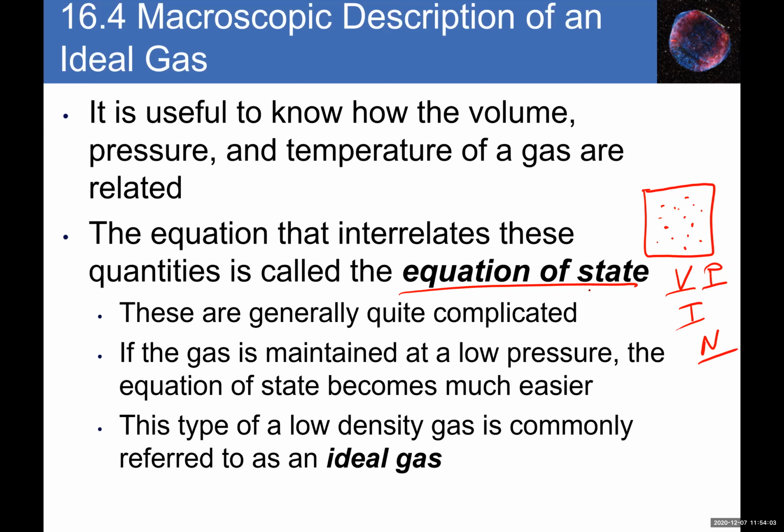If the gas is maintained at a low pressure, the equation of state becomes much easier. And this type of low density gas is commonly referred to as an ideal gas. So we are talking about an ideal gas, which, again, we can assume is a low pressure and low density gas.